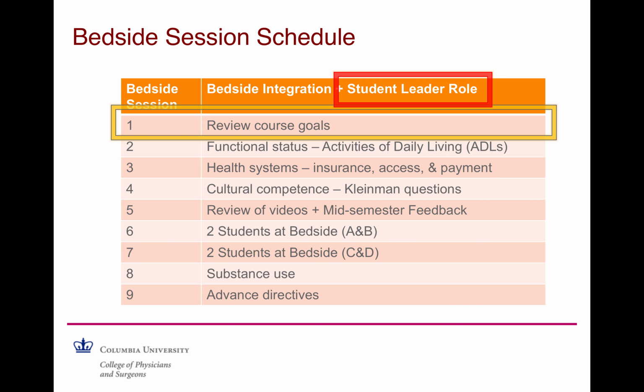So session number 2, the student leader will lead a conversation before going to the bedside about activities of daily living. What are they? And we'll go over those. And then there'll be a special task for the students that day, and that is they're going to ask about the functional status of their patients, and they'll ask them about their activities of daily living. These details of what the students will do are included in the syllabus that we will email you, so you'll know exactly what's going on each week. And as I mentioned, we'll also email you every week to keep you up to date.